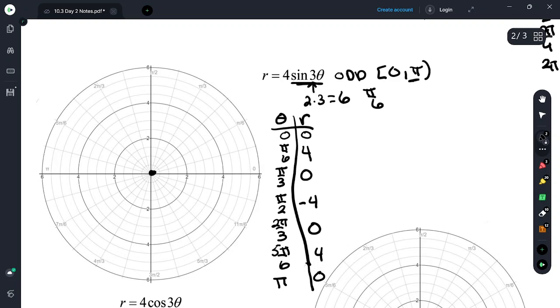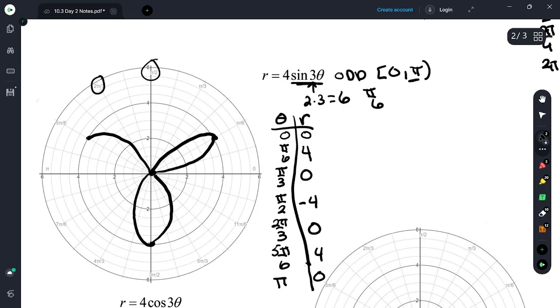0 is 0. Pi over 6 is 4. Pi over 3 is back to 0. So we go half a petal, and when we get to pi over 3, we have the other half of the petal. Pi over 2 is negative 4. That's down here because pi over 2 is up here, but we're going negative. So there's another half petal. 2 pi over 3 is back to 0. 5 pi over 6 is 4. That's right here, so then we have a half a petal there. And then when we get to pi, we're back at 0, and that completes the rose.